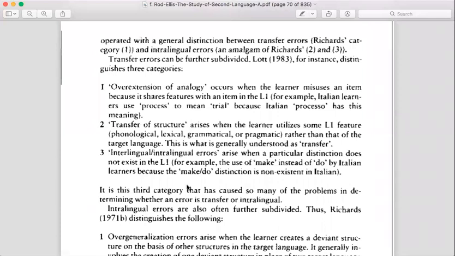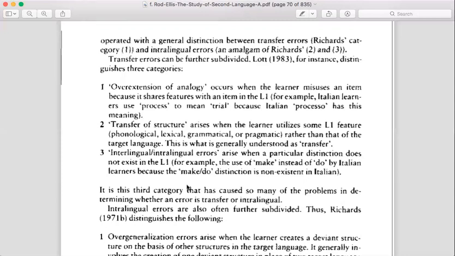Okay, there are a few other sources that are basically related to or subcategories of the transfer errors, right? And these are given by 1983. Overextension of analogy, when the learner misuses an item because it shares features with an item in L1. And here the example is comprehensible. For example, Italian learners use process to mean trial because Italian processo has this meaning. Okay. So using one word in place of another word because the learner thinks that it might have similar meaning as it has in his mother tongue.